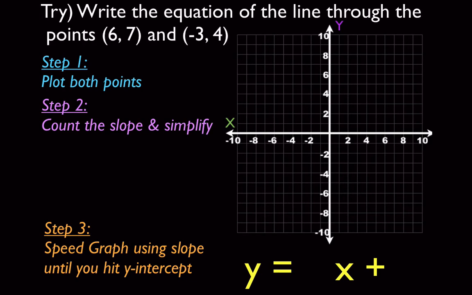Okay, next we're going to write the equation of the line through the points (6, 7) and (-4, 3). So again, pause the video. Do this one as far as you can get on your own. Make sure you understand it. Rewatch it if you need to. And hit play when you're ready.